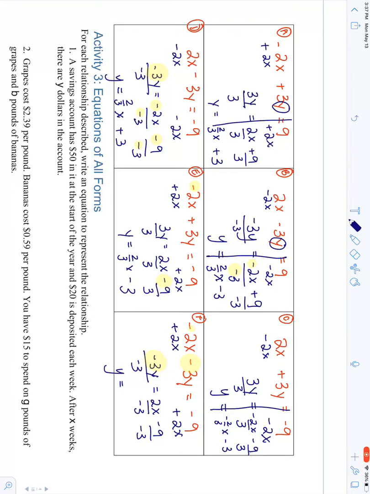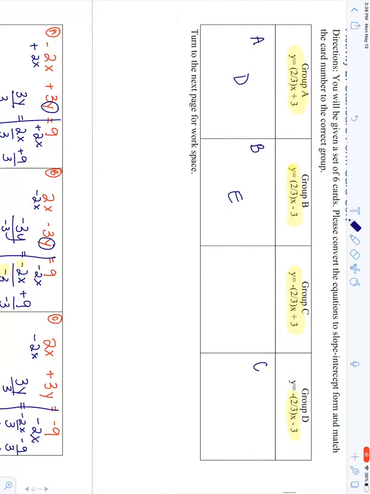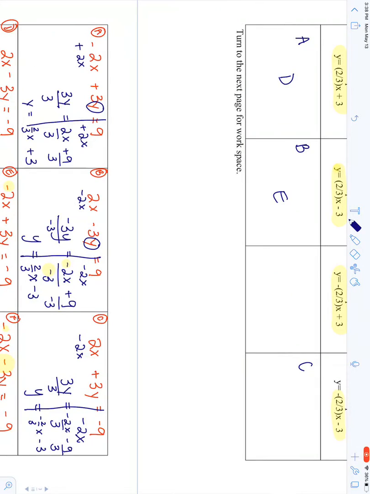And we're left with y is equal to negative 2/3 x because this is a positive being divided by a negative, so that negative is still going to keep its sign. And then negative 9 divided by negative 3 equals a positive 3. So we have a negative slope, but a positive y-intercept. So that is our group C card, card F.